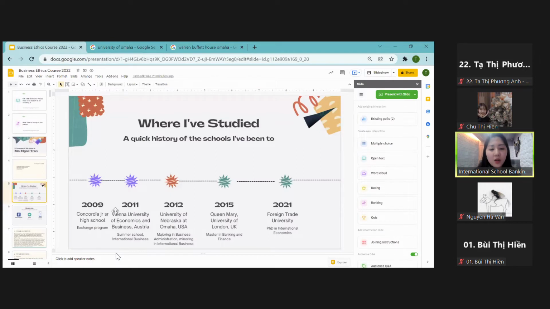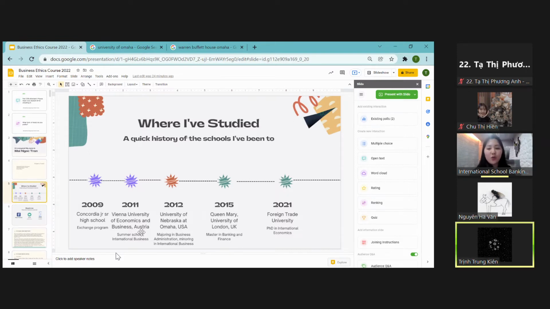Okay, so in 2011, I took another exchange program to Austria. Do you know where Austria is? Near Germany. Yeah. A lot of people confuse Austria and Australia. It's Australia, they are two different countries on two different continents.